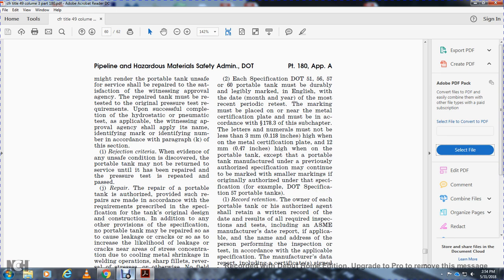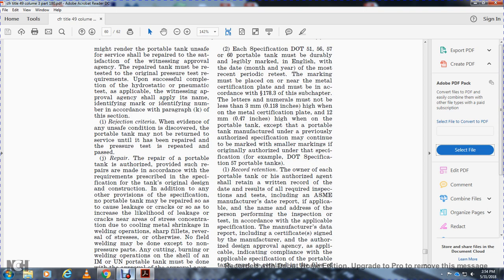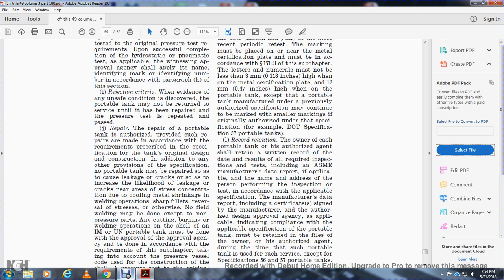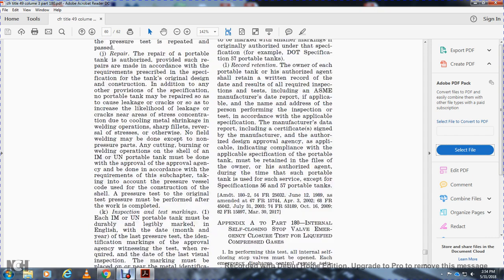Record retention. The owner of each portable tank or authorized agent shall retain a written record of the results of all required inspections and tests, including the ASME manufacturer's data report, with the name and address of the person performing the inspection. The manufacturer's data report, including a certificate signed by the manufacturer or the authorized design approval agency, as applicable, indicating compliance with the applicable specification for the portable tank, must be retained in the file by the owner or authorized agent during the time the portable tank is used in service, except for specification 56 and 57 portable tanks.